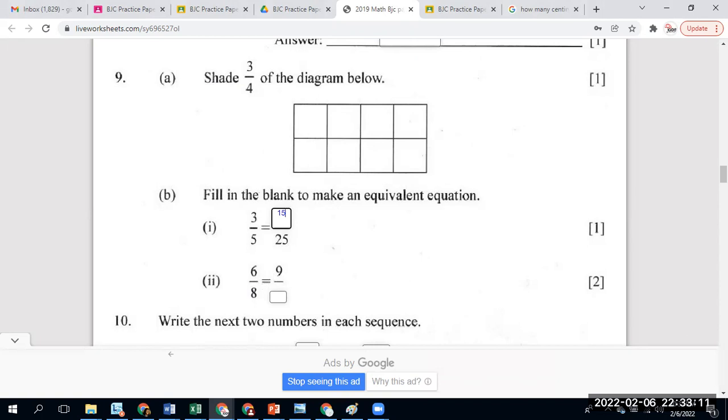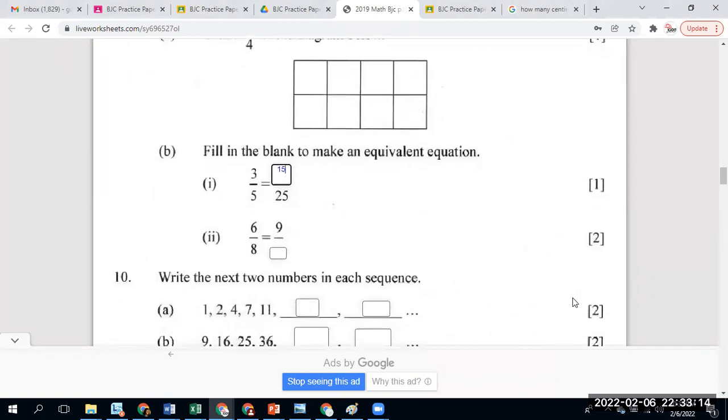Now for the next one, it's a little bit more tricky. Notice it's worth 2 points. So there isn't a whole number that I can multiply by 6 to get 9. If I wanted to get fancy, there is a decimal that I can multiply by. But if we wanted to stick with whole numbers, we can do this in 2 steps. We can simplify the 6 over 8 to find the most basic equivalent representation and convert to the 9 over and find out what our denominator is here.